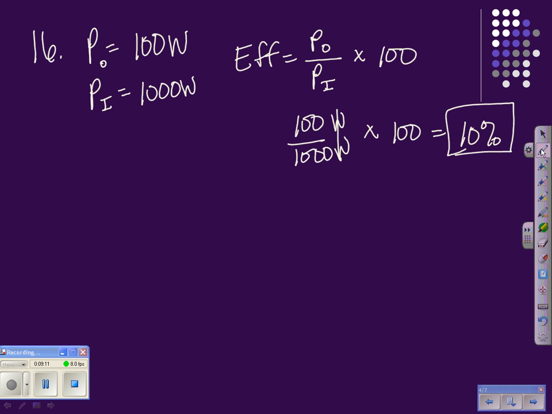Remember, efficiency is always out over in, so that should be easy. Whether it's work, power, whatever, it'll all be the same.